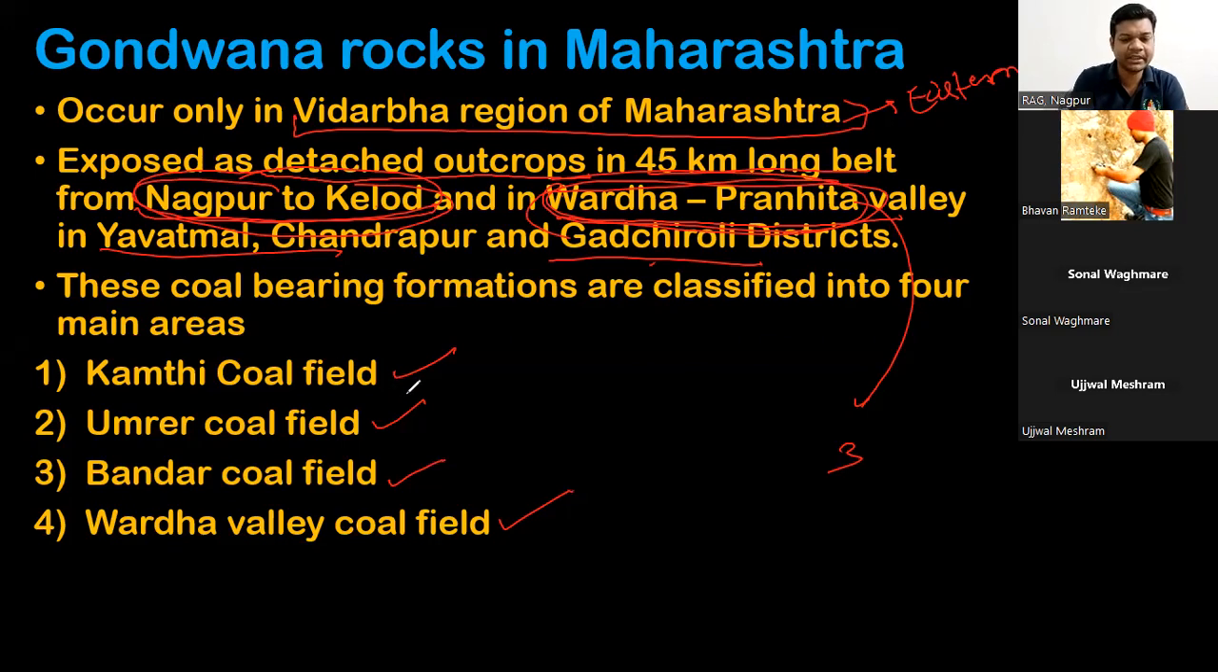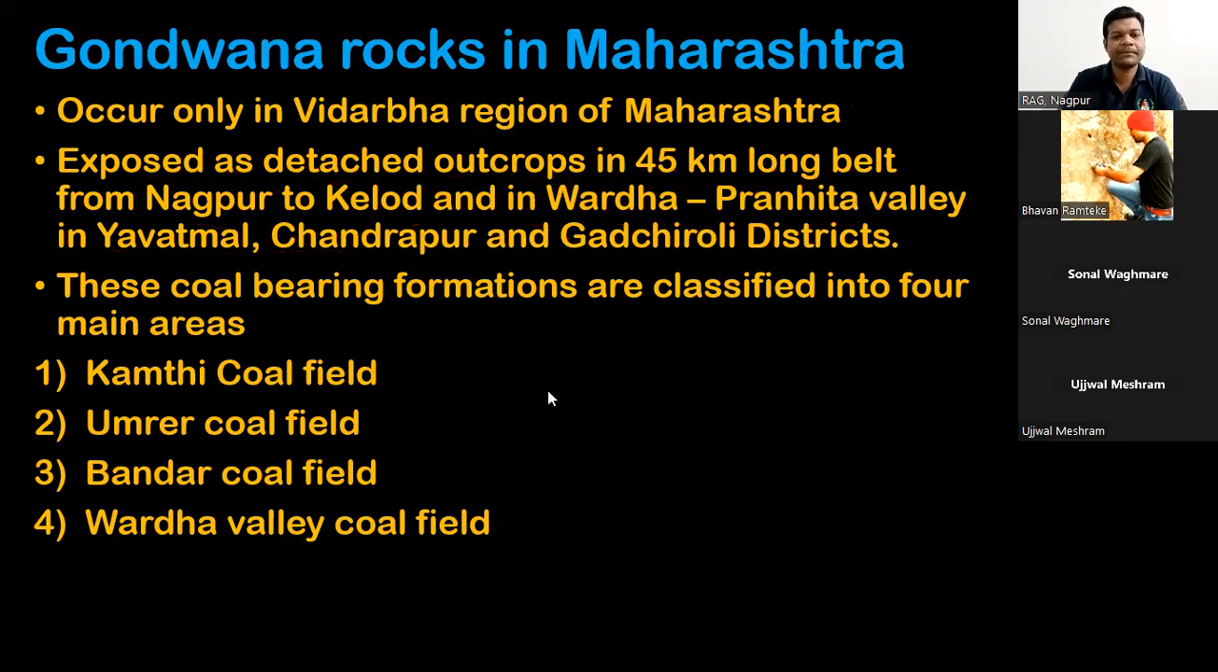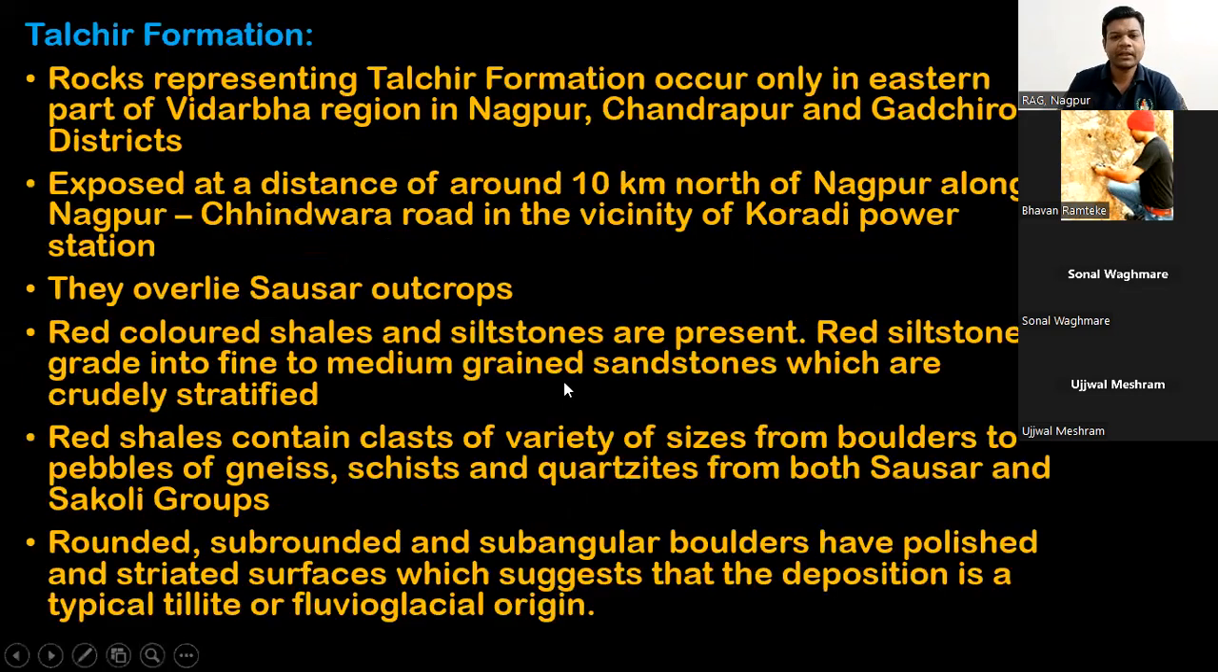So first is the Kamthi coalfield, which is very near to Nagpur. Umred coalfield, again very near to Nagpur. Bandar coalfield, nearby the Gadchiroli district, and the Wardha Valley coalfield. So we'll see them one by one. Understood this? The aerial extent and the location.